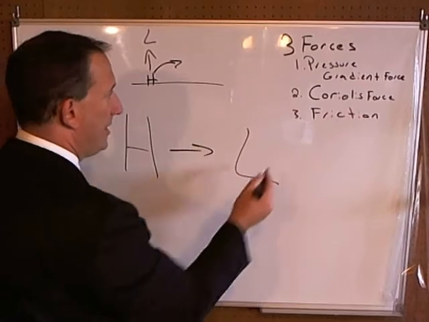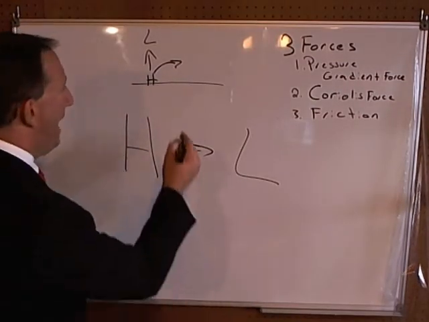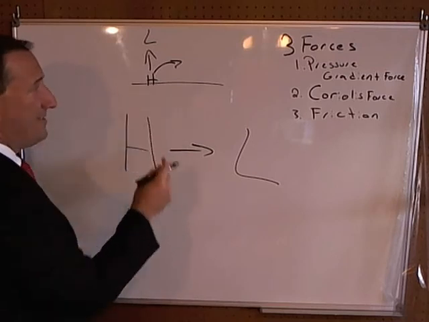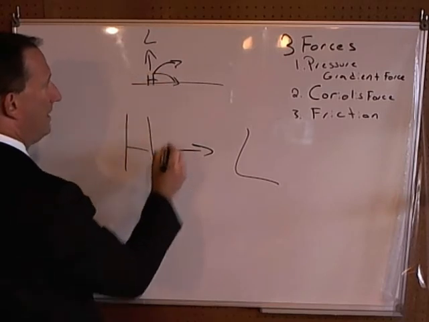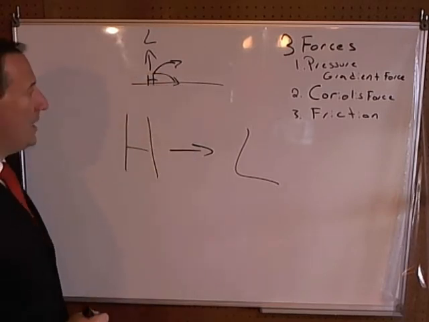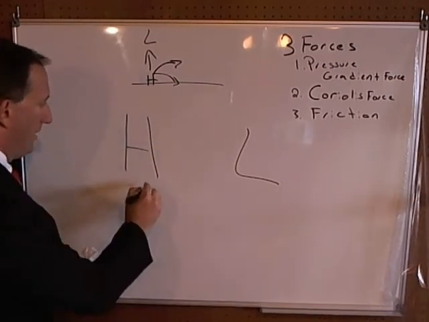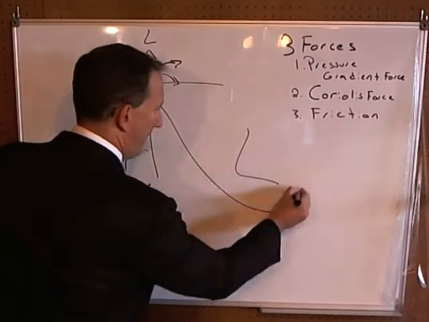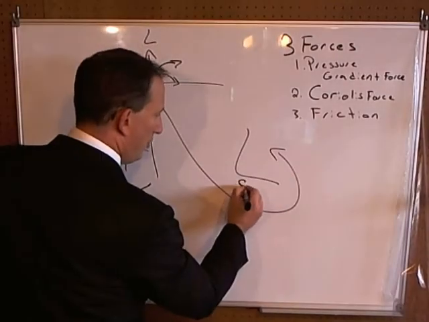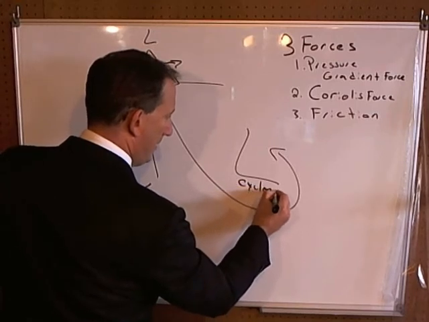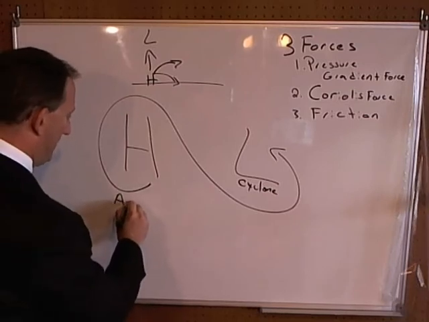Now you add in friction. Friction only happens at the ground. So when you add in friction, it changes the speed and the direction of the wind. So it kind of does something like that. So what will happen is when we add all these features in, the wind flow kind of goes like this. Here's your cyclone, or low pressure. This is cyclonic wind flow. High pressure is anticyclonic.